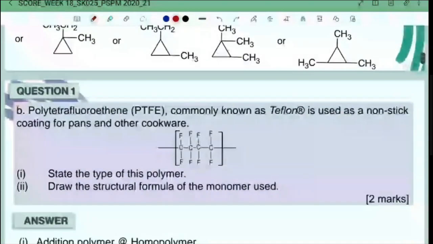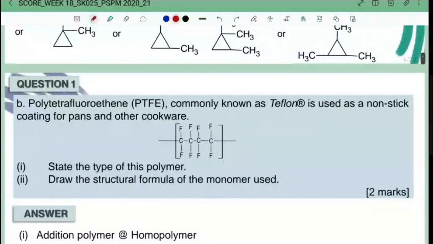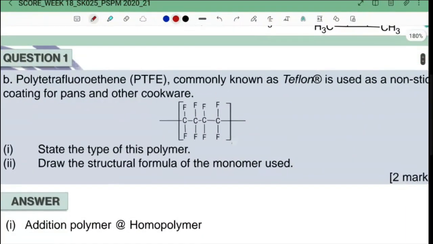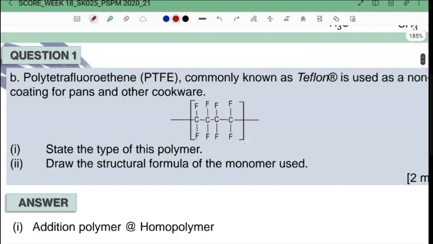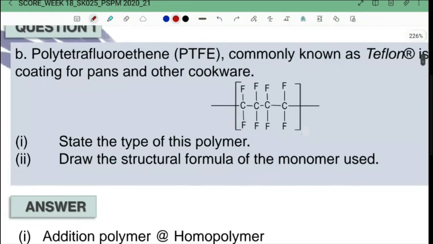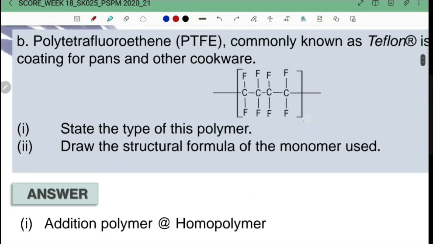Alright, so look at B. Polytetrafluoroethene, commonly known as Teflon, used as a non-stick coating for pans and other cookware. Okay, ni lah Teflon kan, kalau kita tengok apa-apa yang supaya masak tidak melekat adalah using the Teflon. State the type of this polymer. So kalau kita tengok involve all from the hydrocarbon, of course the only one is addition ataupun homopolymer.